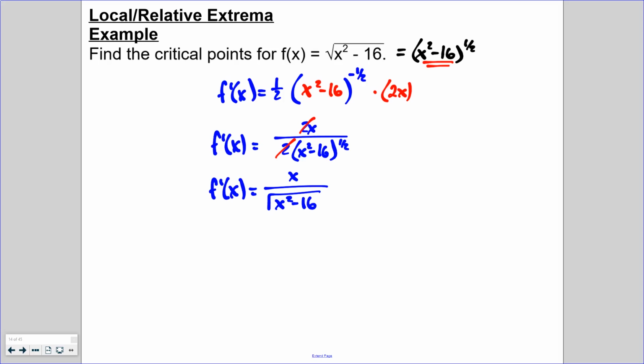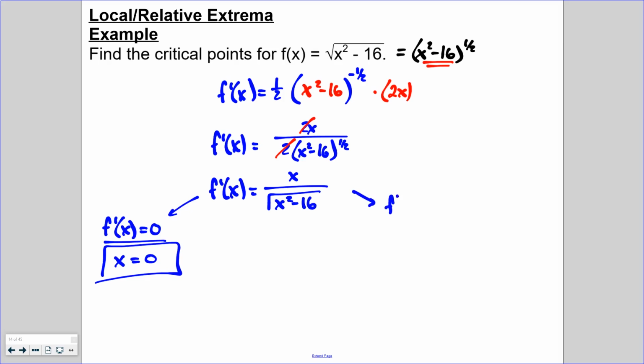Now, we know that critical points exist when the derivative equals 0, or where the derivative is undefined. Since our derivative is a fraction, our derivative is going to equal 0 when the numerator of the fraction is 0. So to determine when the derivative is 0, we'll just take the numerator, x, and set it equal to 0. And there you go, critical point.